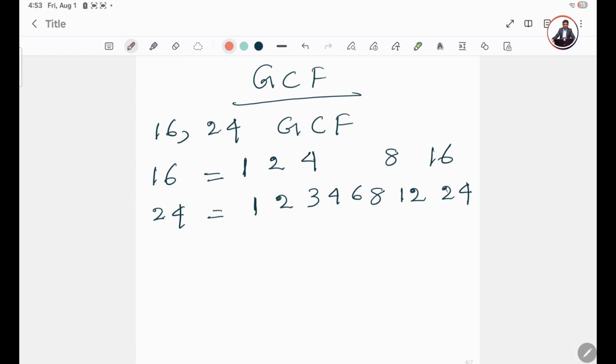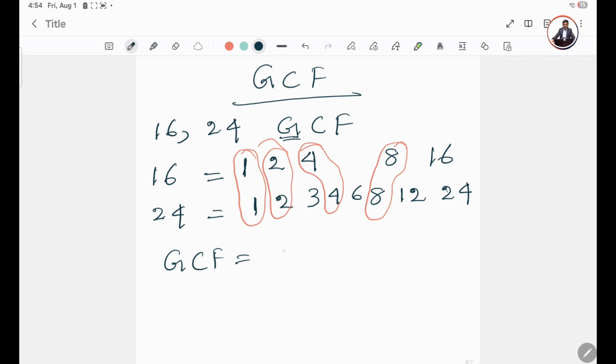Now we need to find the common factors. 1 is common, 2 is common, 4 is common, and 8 is common. That's it. And what is the greatest common factor? The greatest common factor is 8. So for 16 and 24, the greatest common factor is 8, right?